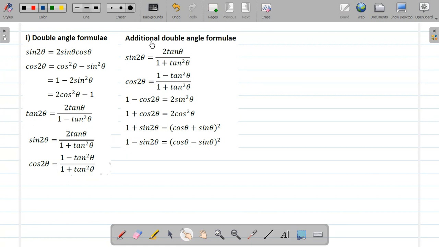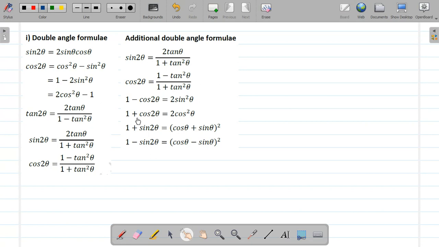So here, as we have completed all these double angle formulae, we have also completed some additional double angle formulae. These two are the same, sin 2 theta and cos 2 theta, but another formula that we have discussed is 1 minus cos 2 theta is equal to 2 sin square theta. See here, it is obtained from this formula. It is obtained from cos 2 theta is equal to 1 minus 2 sin square theta. We get 1 minus cos 2 theta is equal to 2 sin square theta.